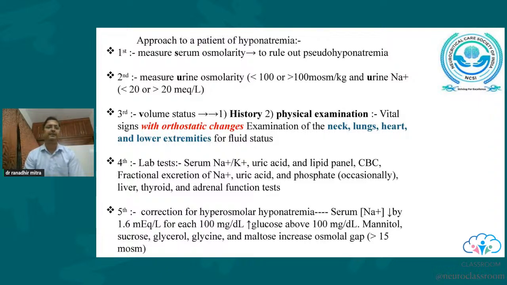Like we'll look for the lipid panel to find out pseudohyponatremia. We'll look at CBC. Then we'll look at fractional excretion of sodium and uric acid. These are done in some cases. And then we'll look at other causes, like we might need to do a thyroid function test to find out the presence of any other cause like hypothyroidism. We might look at random serum cortisol to check adrenal function, and also at the LFT to find out if there is a case of cirrhosis or chronic liver dysfunction.